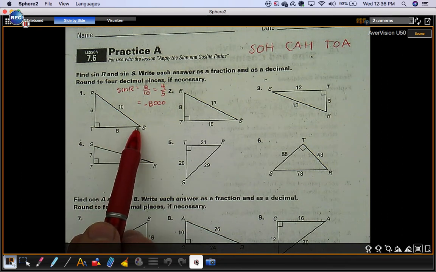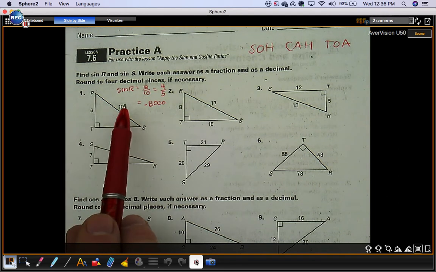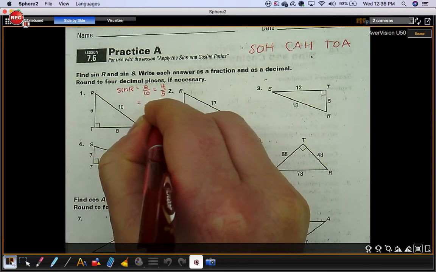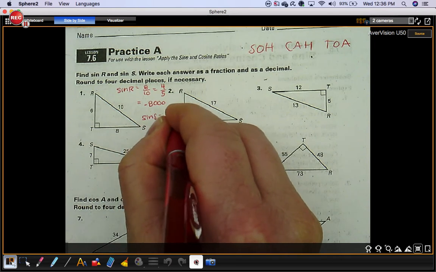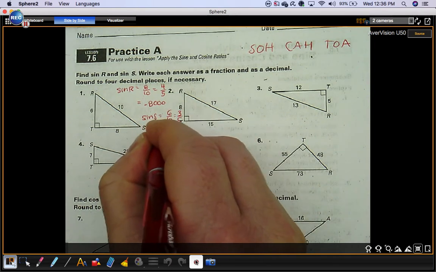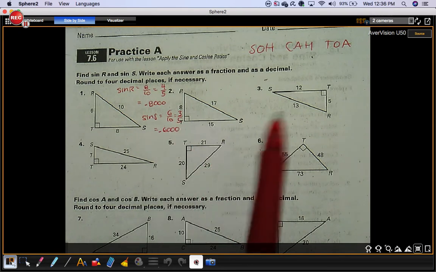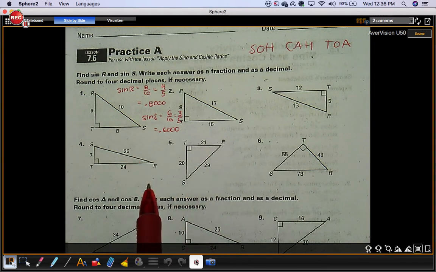Sine of angle S changes some things because now your opposite leg is the 6, but your hypotenuse is still 10. So sine of S equals 6 over 10, which is 3/5. 6/10 is 0.6 with 3 zeros. I'm worried about these fractions. That's all you're doing on all of these.